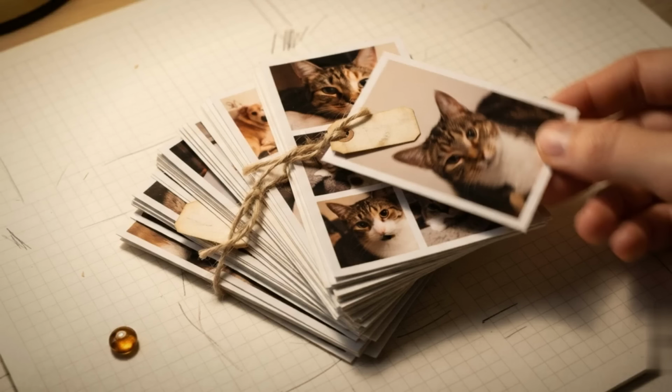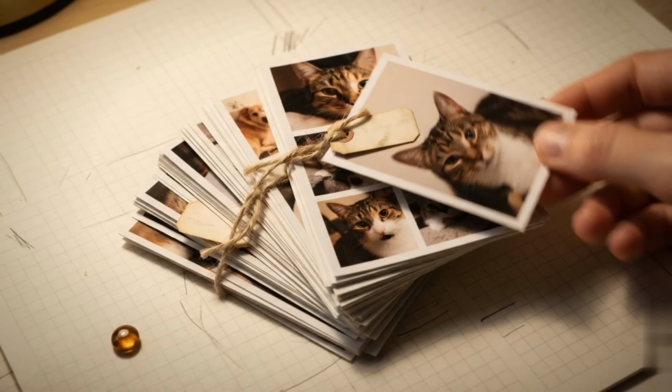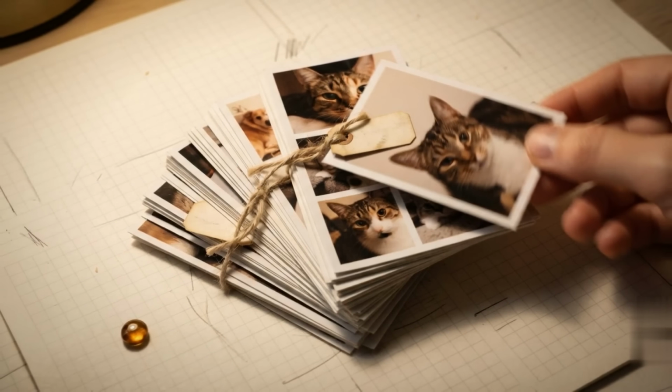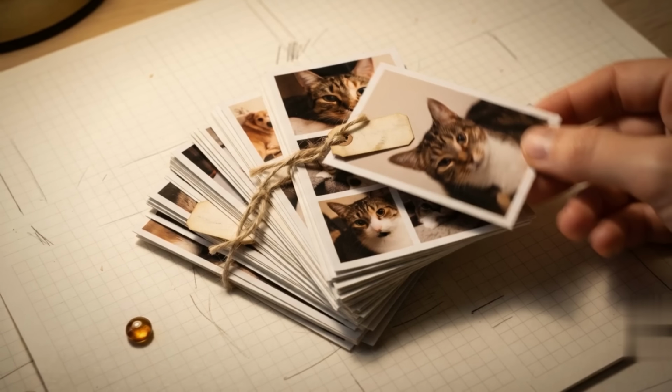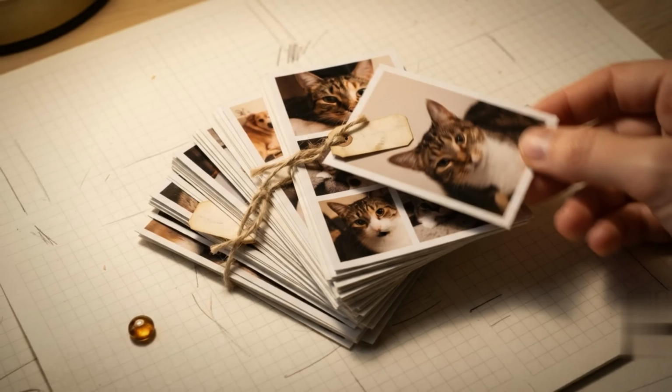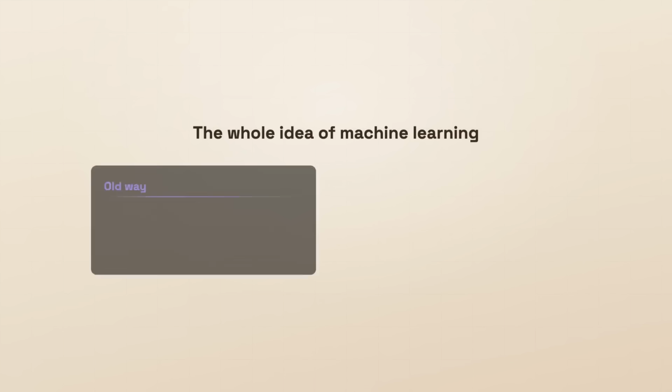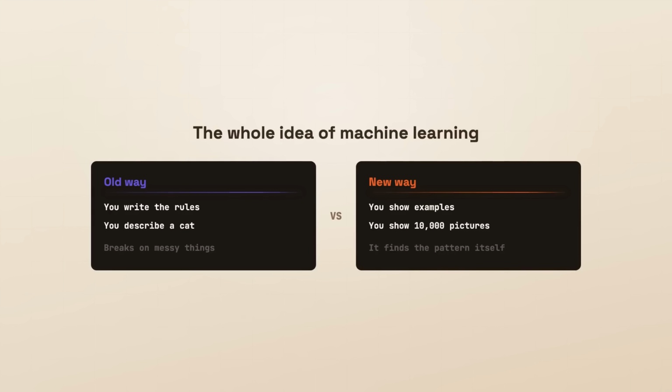So machine learning flips it around. Instead of writing the rules, you show the computer examples and let it find the rule itself. You don't describe a cat. You show it 10,000 pictures, each one labeled cat or dog, and you say, you figure out the pattern. And it does. It picks up on the subtle things: the shape of the eyes, the set of the ears, patterns even you couldn't put into words. Rules in the old way, examples in the new way. That single flip from writing rules to showing examples is the whole idea of machine learning.